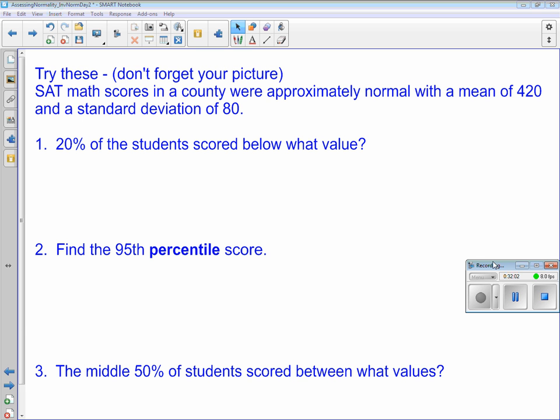Okay. Well, let's see. 20% of the students scored below what value? I'm not asking for a percent or a probability. If I'm asking for a percent or probability, I'm going to be using normal CDF, right? I'm not asking. I'm given the percent. I'm going backwards. So let's draw the picture in this case. Remember, when we draw a picture, the mean always goes in the middle. So we're going to put 420 here.